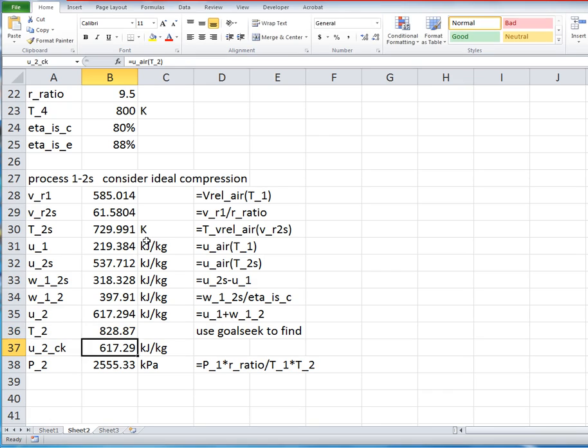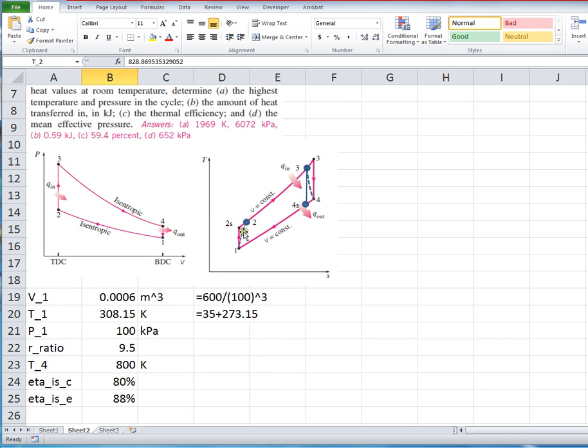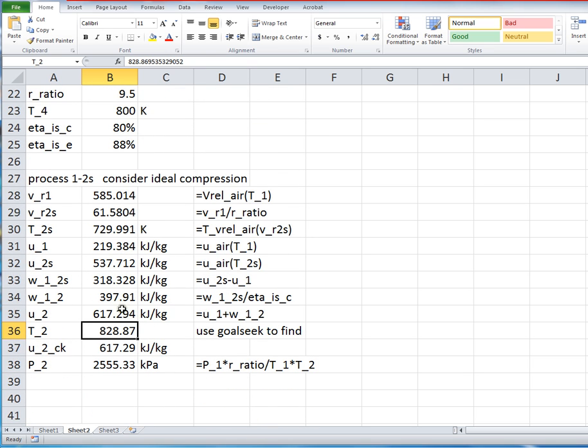And then finally, from that, this is a little bit tricky and it's worth talking about here. We don't know this temperature T2. In other words, we know T2S, we calculated that based on V relative, but we need to find the temperature corresponding to state 2. Well, we don't know that, but we can calculate, and we have calculated, the internal energy that corresponds to that state. And since internal energy is only a function of temperature, then we can do a reverse table lookup, if you will, to find that. However, we don't have a function that gives us temperature in terms of U, but instead we can use this goal-seek feature of Excel.